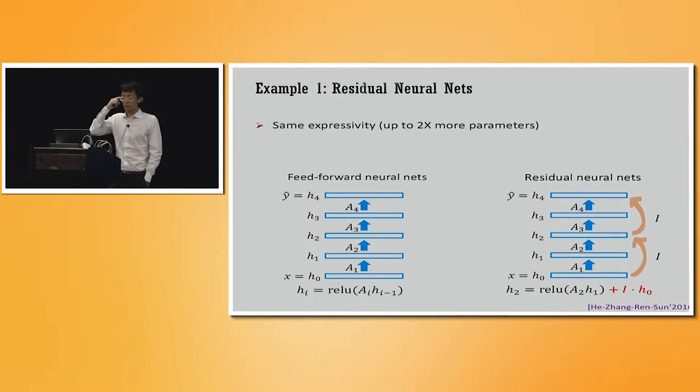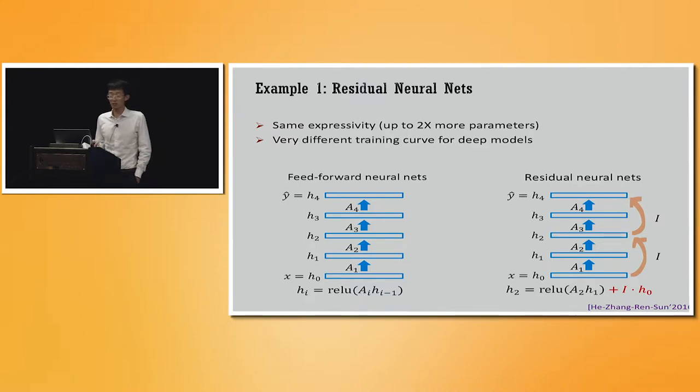So if you really think about it for a minute, then actually you can prove that they have the same representational power or expressivity, up to a slight change of the number of parameters. You can have a feedforward network and add a few parameters and make it a residual network, or you could do it vice versa. So they don't really have different representational power. And what really differs is that they have very different training curves, especially for very deep models. So this suggests that the architectural choice has an influence on the optimization landscape.